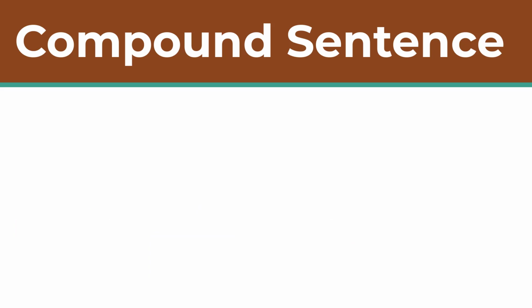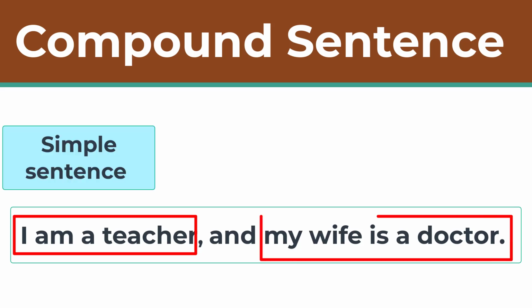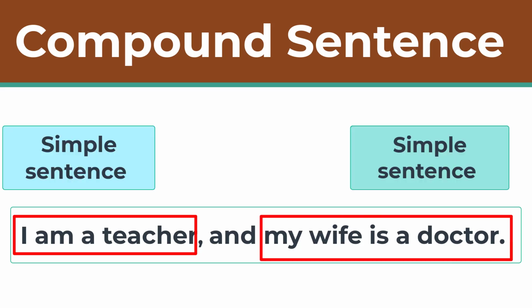For example, I'm a teacher and my wife is a doctor. This is a compound sentence. It has two sentences. I'm a teacher is one sentence. My wife is a doctor is another sentence.